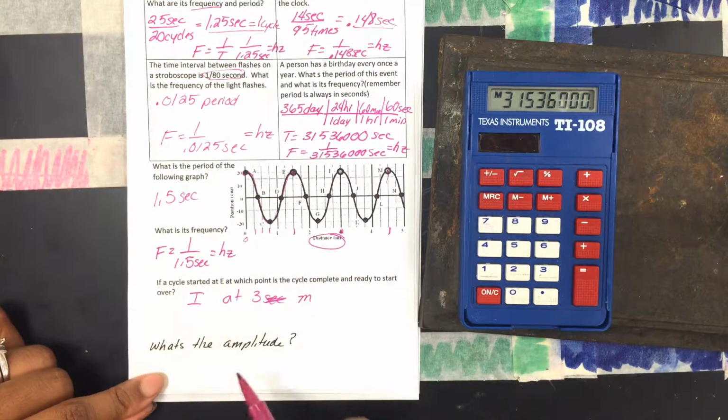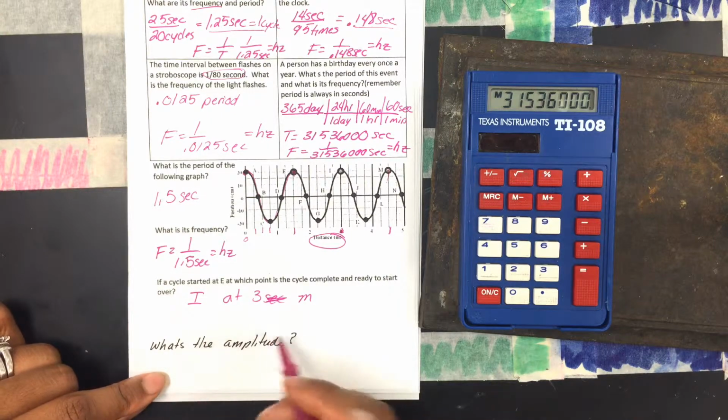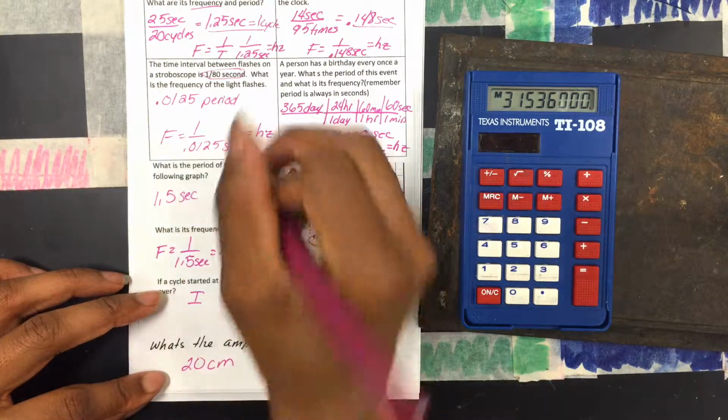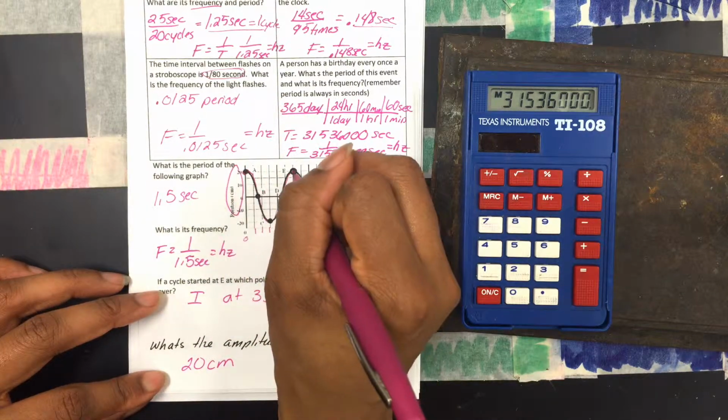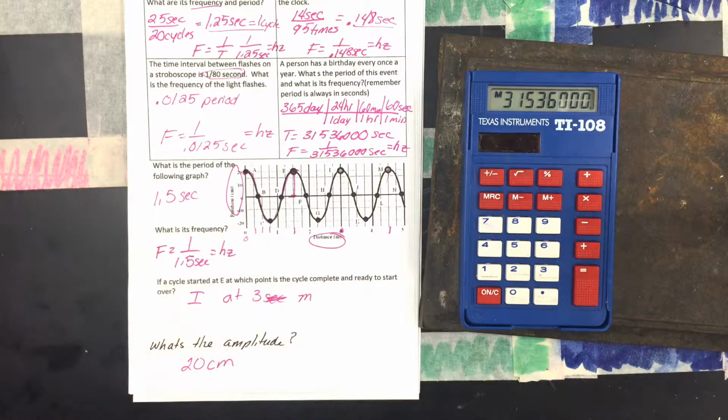All right, and what is the amplitude? I don't know if you B-Day or A-Day students have that, but what is the amplitude? It is 20 centimeters. We know that because the amplitude is the distance from the center line to the ending line. All right, and I'm done.